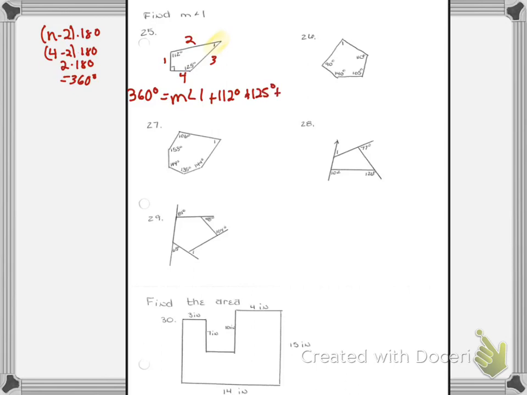And then you have to remember what this symbol means. I know some of you guys are still struggling a little bit. Remember that means it's a right angle. So with that being a right angle, right angles are 90 degrees. So we're going to add up this portion. So do that. So you have 112 plus 125 plus 90. Double check my math, but I got 327.